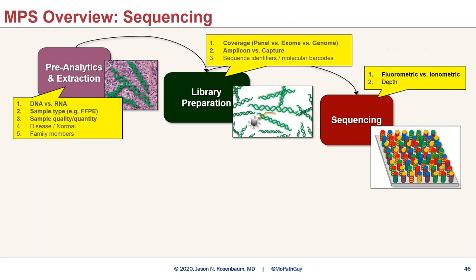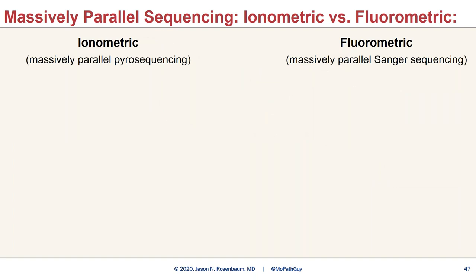There are two commercial technologies currently prevalent in the marketplace. There's always the possibility of others coming down the pike, but at the moment, there are really two technologies worth considering. On the one hand, you have ionometric sequencing, which can be considered massively parallel pyrosequencing. I'll go over what that means in a second. And on the other hand, you have fluorometric sequencing, which would be equivalent to massively parallel Sanger sequencing.